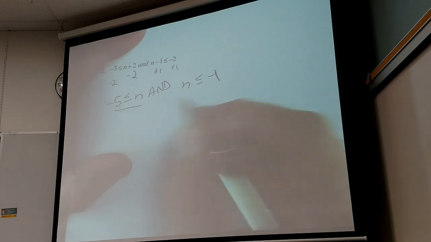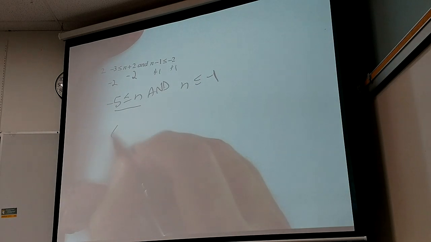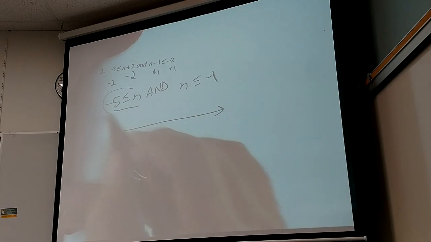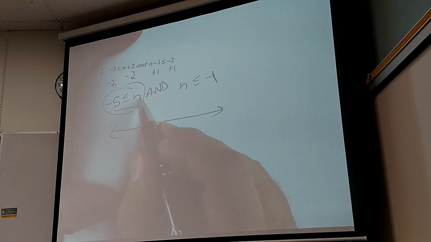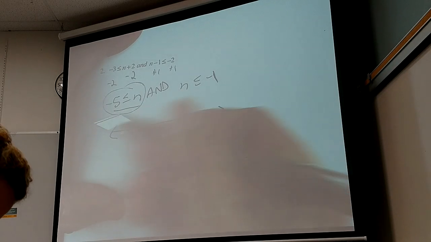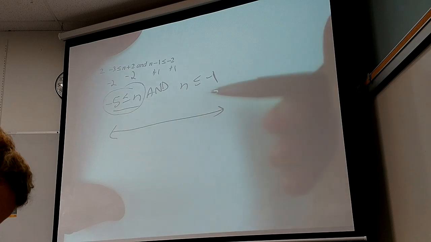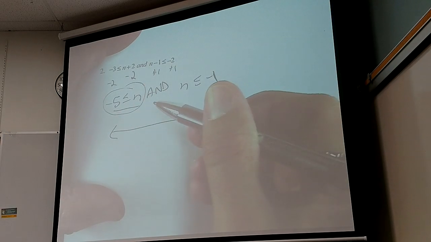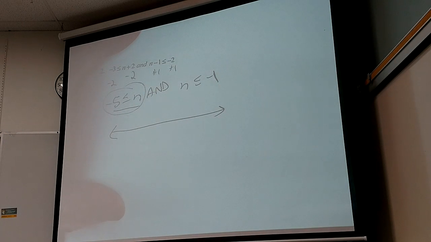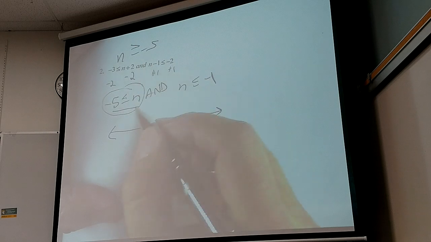So the funny thing about "and"... what's this one say? It has to be greater than or equal to negative 5. You have to read it this way because the variable's on the wrong side. Or you could just rewrite it, a reflection, right? You could write this as n greater than or equal to negative 5. Reflected.